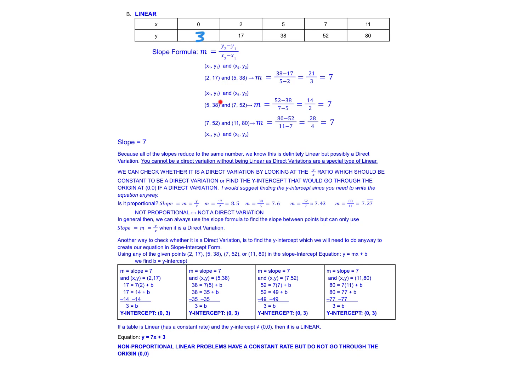Looking at 538 and 752, this also gives me 52 minus 38 is 14, 7 minus 5 is 2, so it's 7 again. And between 752 and 1180 is still a slope of 7. 80 minus 52 is 28, 11 minus 7 is 4, and 28 divided by 4 is 7. So again, my slope here is 7. Notice these numbers are different though.